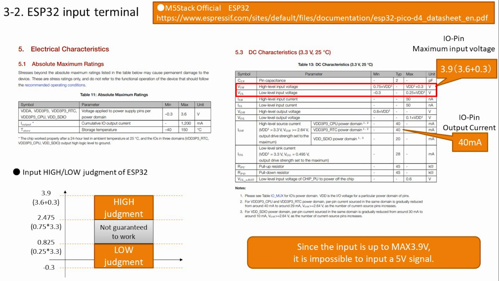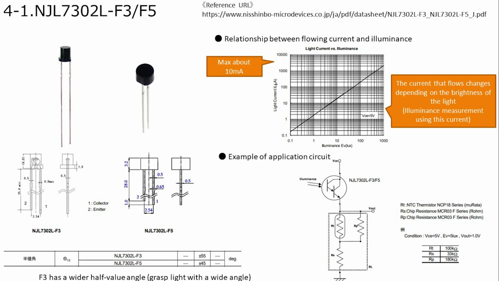Since we are only using the ADC circuit this time, we will only use the maximum voltage with caution. Move on. Let's check the specifications of each sensor. If you check the datasheet, the basic specifications of F3 and F5 will be the same, so we will check them together. The difference comes down to the angle at which you can get the light.